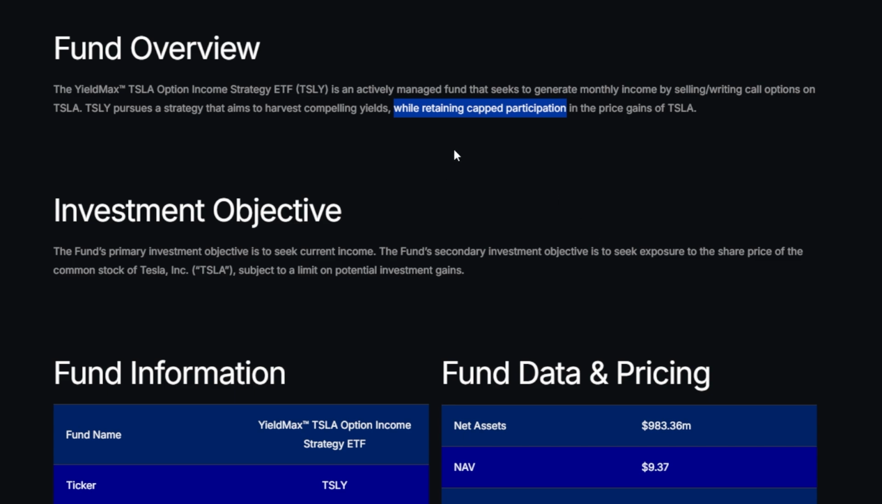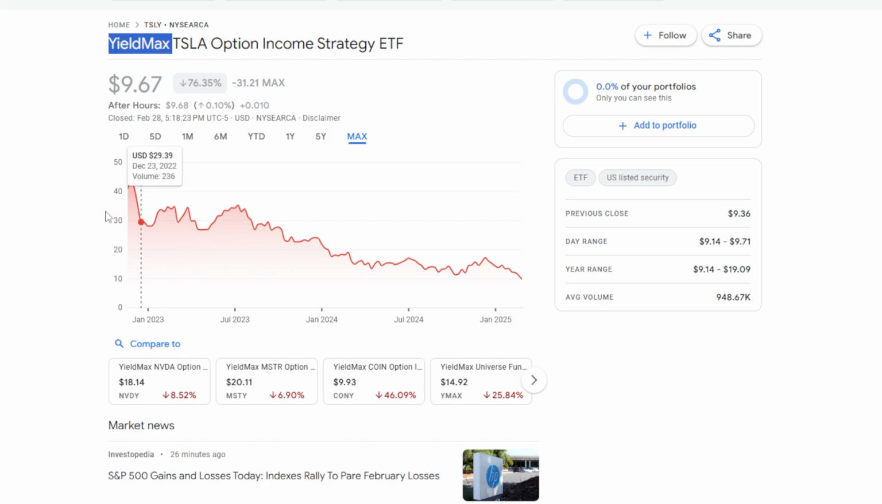Right here in the fund overview, it says while retaining cap participation, which basically means that there is not going to be as much upside compared to if you're holding on to the underlying. And that's once again because this is a covered call style or option style income ETF.